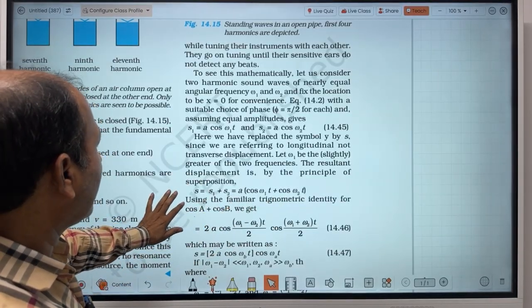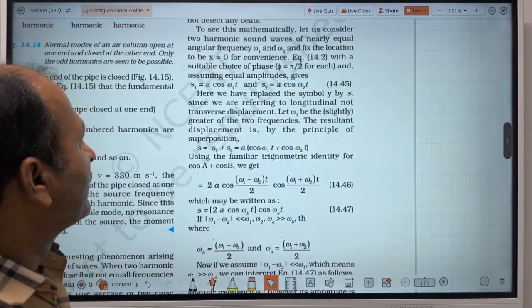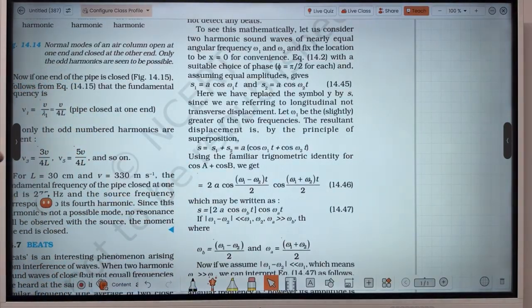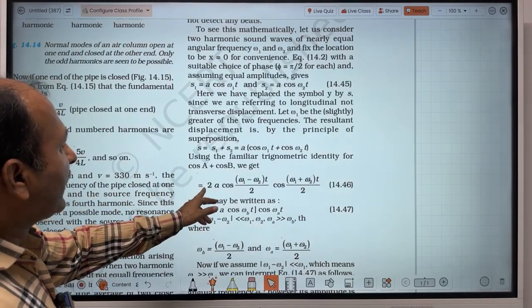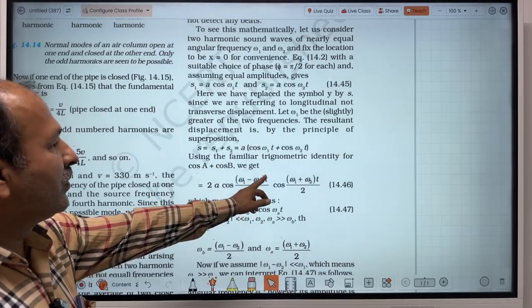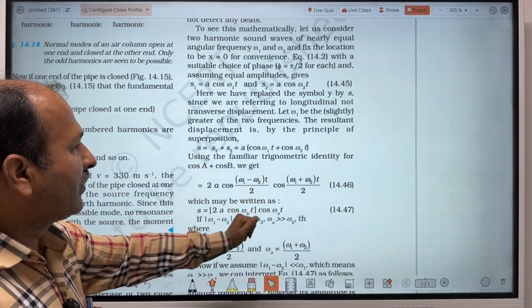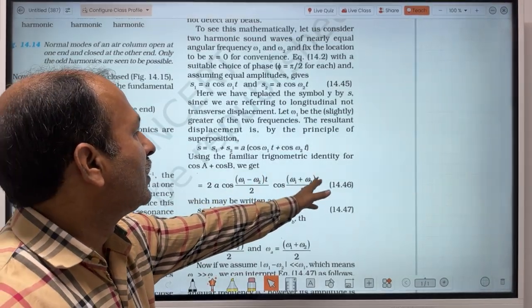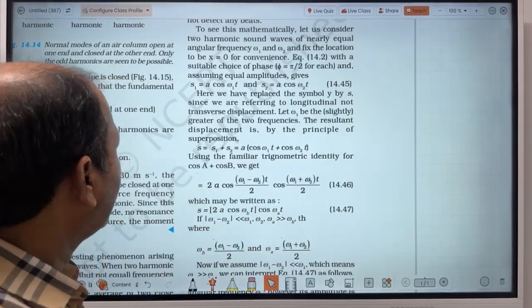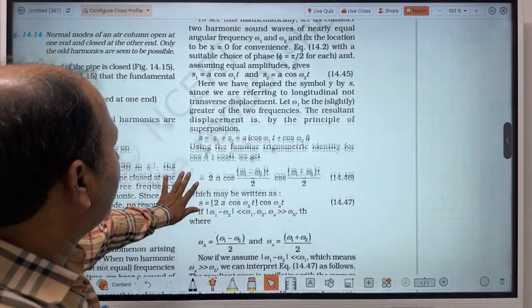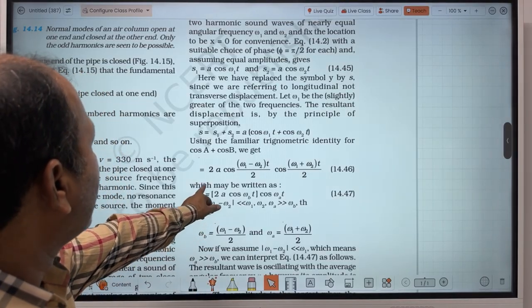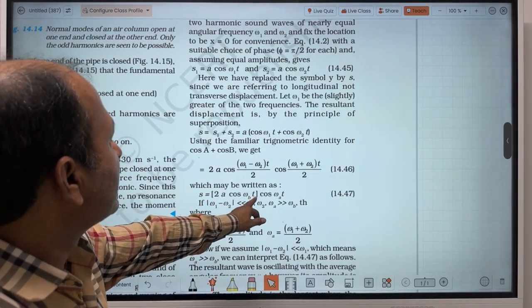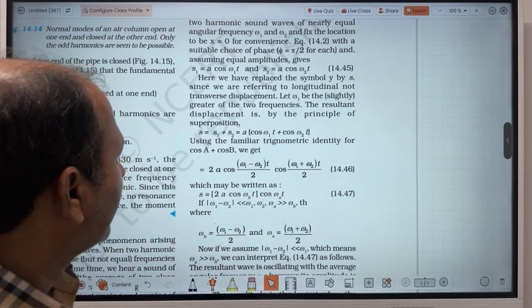Here A is taken common, and then we can use the formula cos C plus cos D, which gives 2 cos of (C plus D) by 2, cos of (C minus D) by 2. So after putting the values, we get 2A cos of (omega 1 minus omega 2) t divided by 2, and cos of (omega 1 plus omega 2) t divided by 2. Now we can further write, assuming this, S equal to 2A cos omega b t cos omega a t.